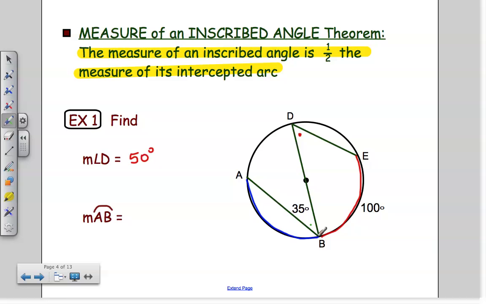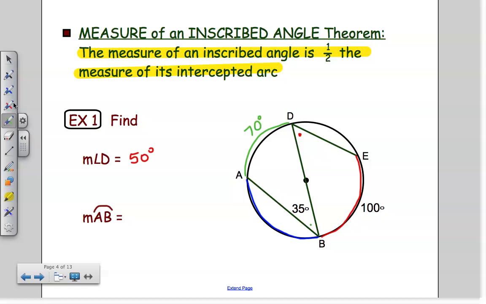Vertex B on the circle. And this inscribed angle of 35 has an intercepted arc here of AD. Now, if I have the inscribed angle as 35, the arc should be double that. 35 times 2 is 70 degrees.